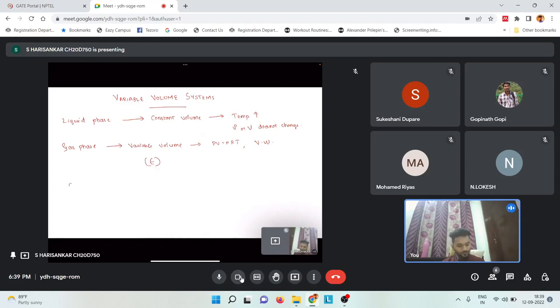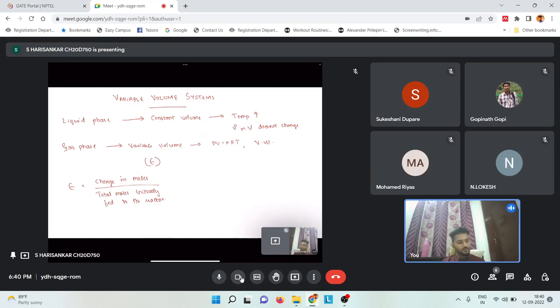So this epsilon is nothing but the change in moles in the system divided by the total moles initially fed to the system, or fed to the reactor.